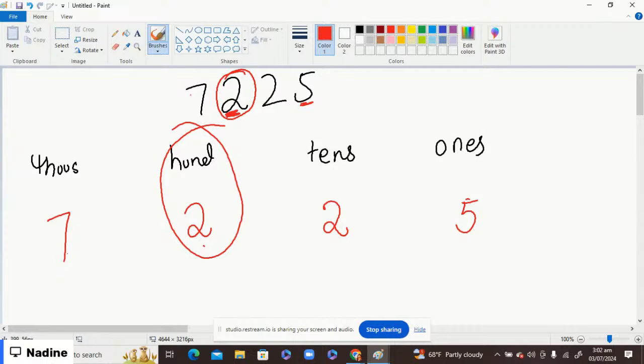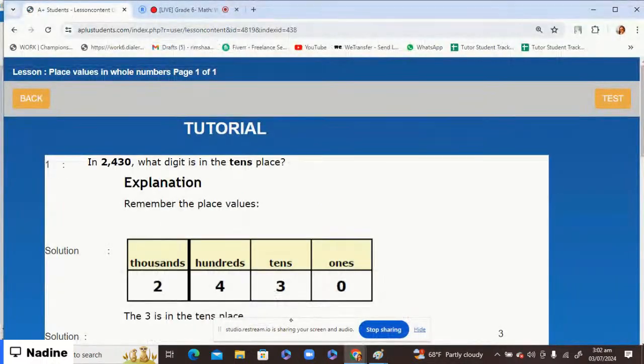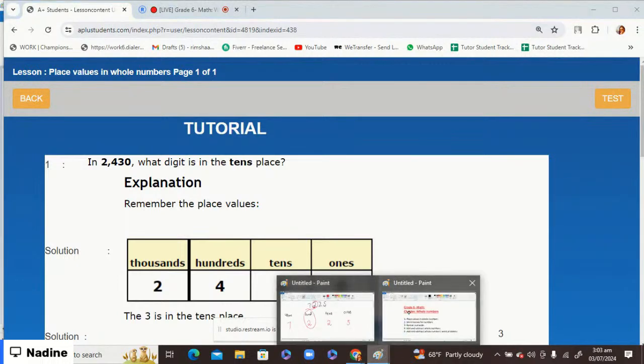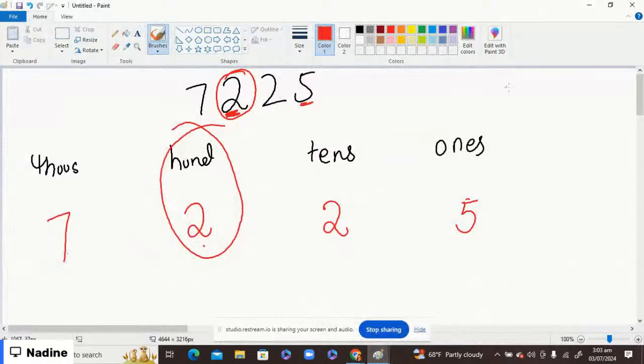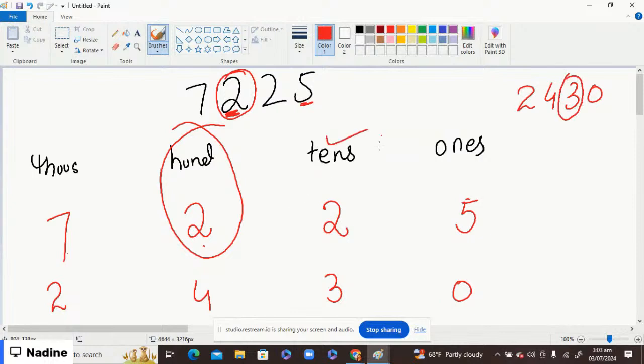Okay, so now here are the different questions. The first question is, in 2430, which digit is in tens place? Like here is the question 2430, so we can check it out. It's 2, 4, 3 and 0. Let's just put it here. 2 is in thousands place, 4 is in hundreds place, 3 is in tens place, and 0 is in ones place. So they're asking in which place the 3 is, so check it out. 3 is in tens place. So we can say that your digit 3 is in tens place. First you write down these numbers and then we can just put down all the values one by one.